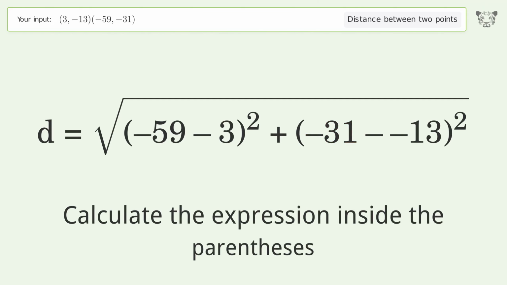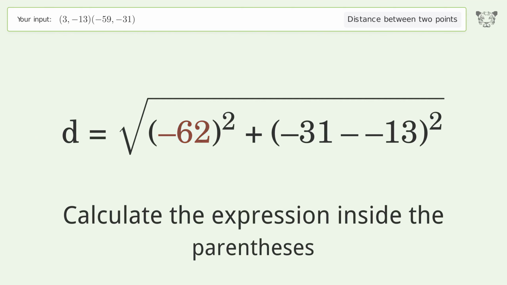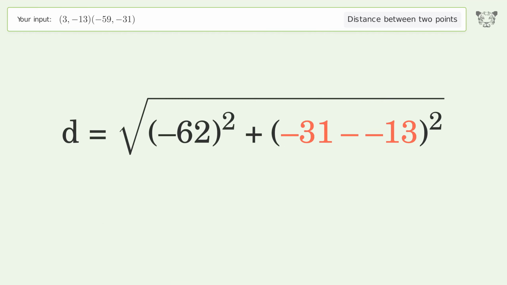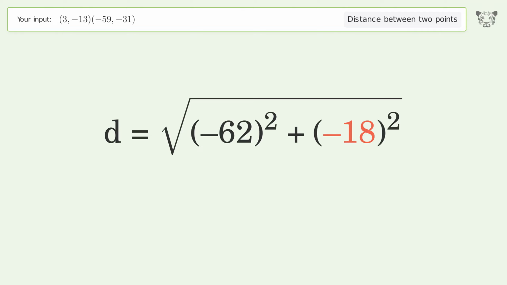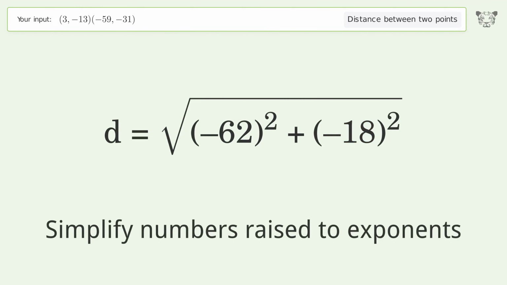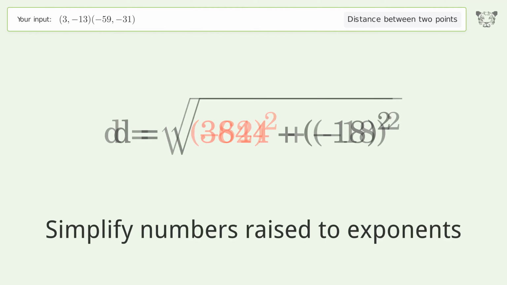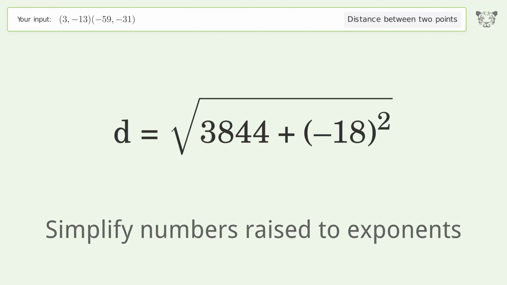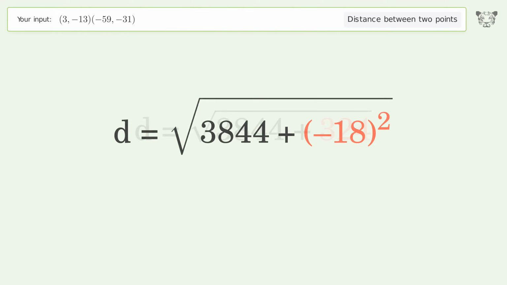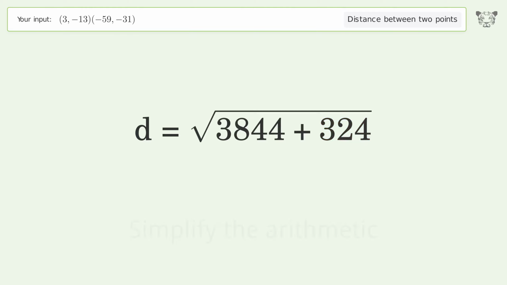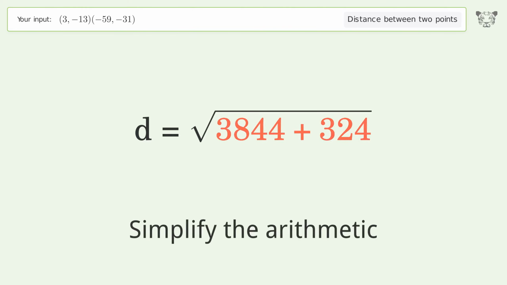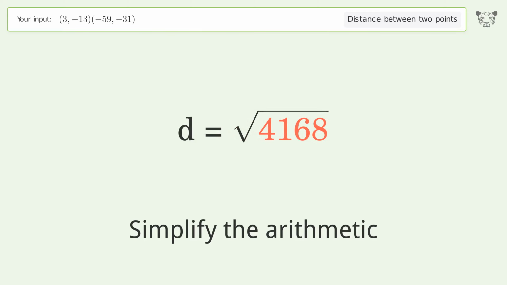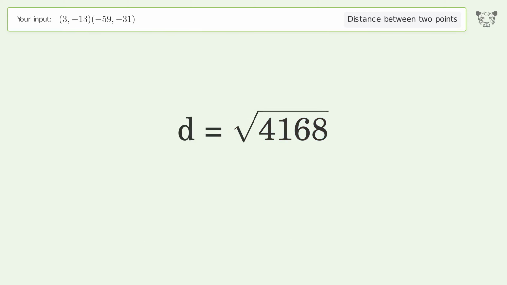Calculate the expression inside the parentheses. Simplify numbers raised to exponents. Simplify the arithmetic. And so the distance between the 2 points is the square root of 4168, or 64.56.